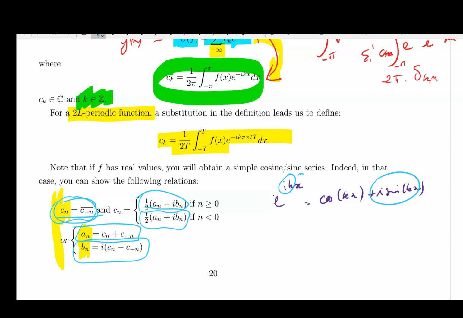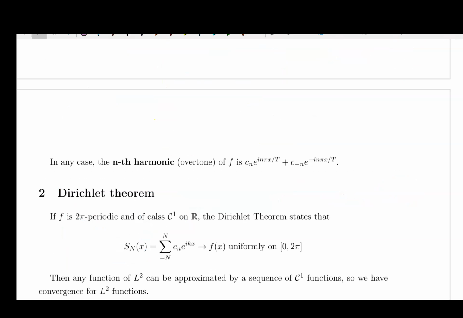Okay, good. And let us end this section by defining the nth harmonic, or the overtone, of a function. It's going to be the part with the index n or negative n in the complex expansion. Next we will see the theorem that tells you that actually this Fourier series expansion exists for a lot of functions.